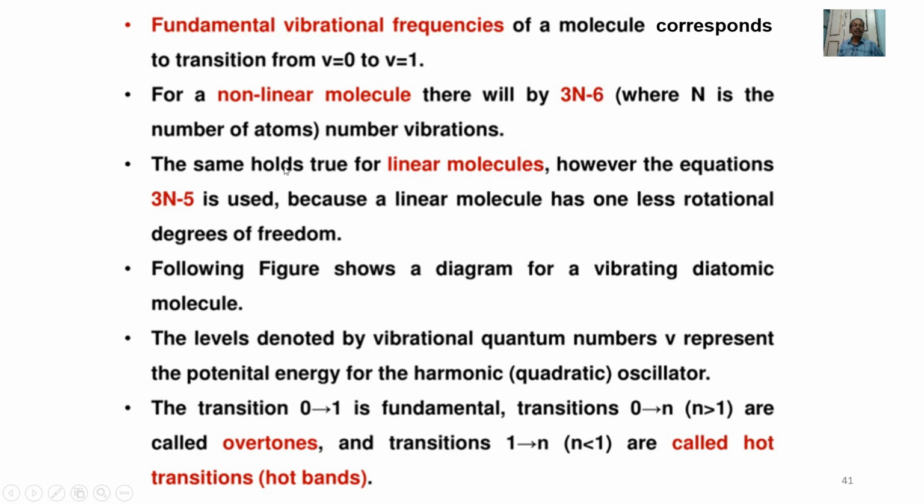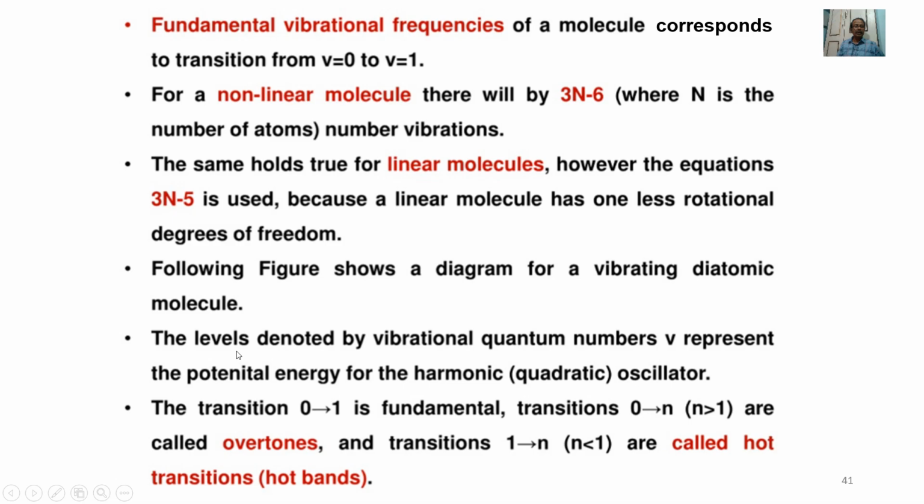The same rule holds good for linear molecules, however the equation is 3n minus 5. So for a linear molecule we use 3n minus 5, whereas for a non-linear molecule we use 3n minus 6, because a linear molecule has one less rotational degree of freedom. The following figure is a diagram for a vibrating diatomic molecule.